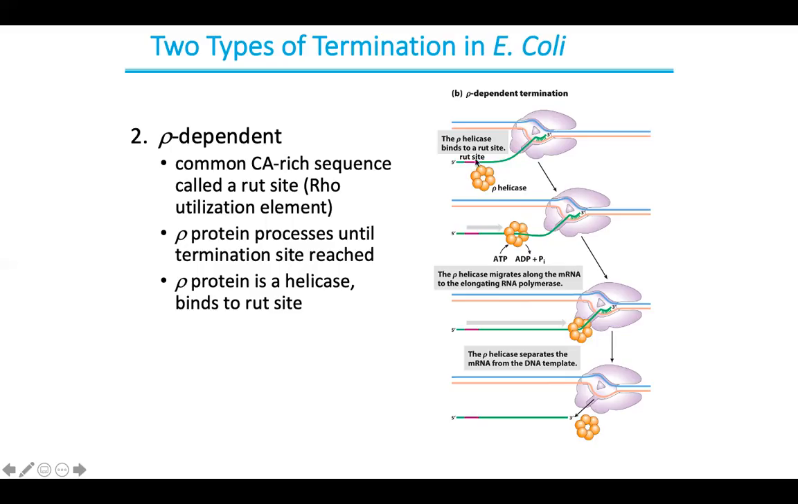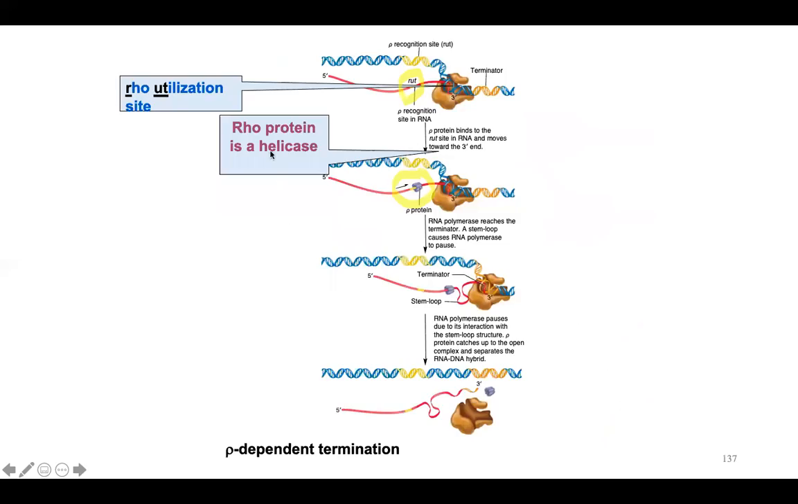So that Rho protein will migrate along the mRNA to the elongating RNA polymerase. It follows through the RNA polymerase. And the Rho helicase separates the mRNA from the DNA template, causing the release of the mRNA and subsequent release of the RNA polymerase.